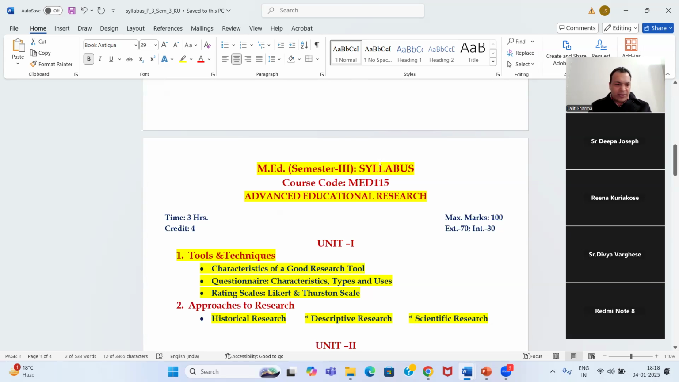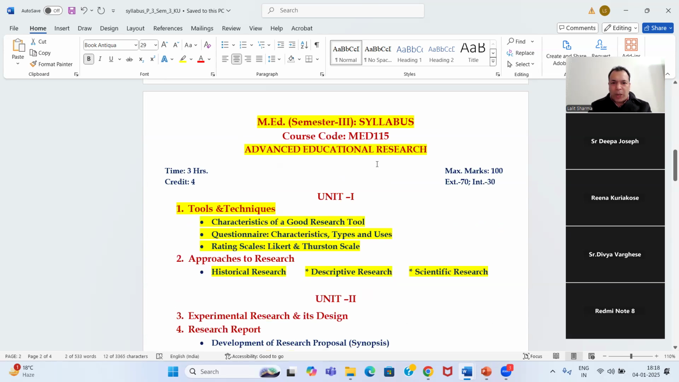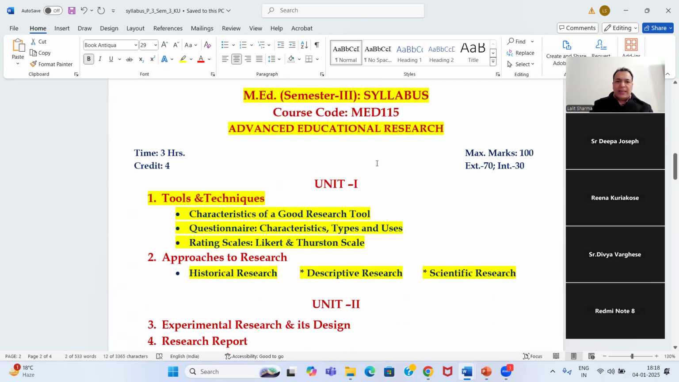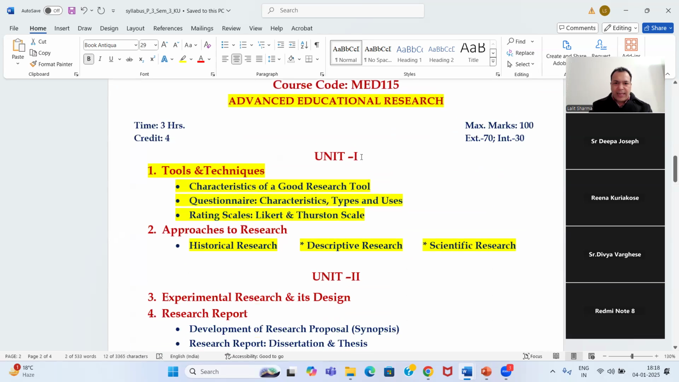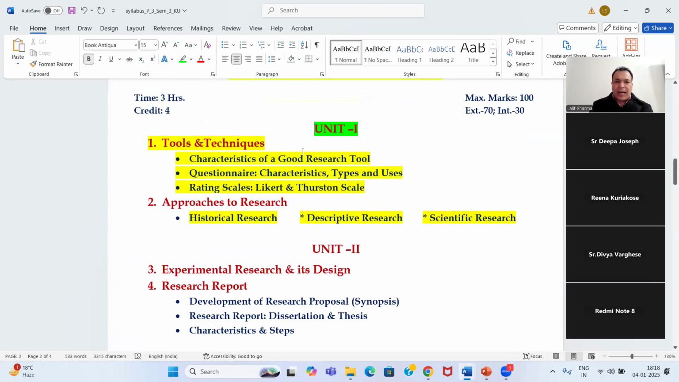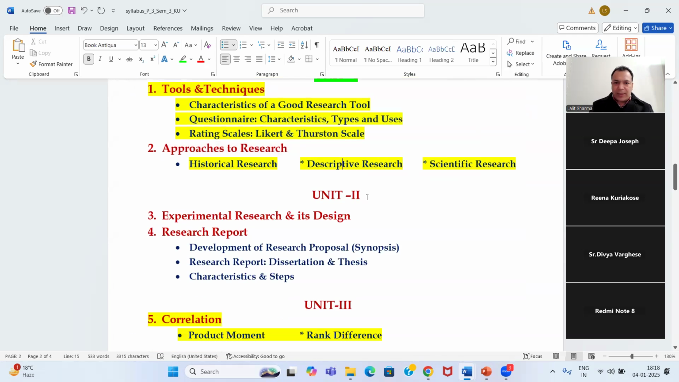So see your syllabus first. This is your syllabus. I'm going to zoom out, right? I think now it is readable to all of you. These are the 4 sections. Okay, kindly see that. This is the unit 1. Under the unit 1, tools and techniques and 3 methods. Okay, historical, descriptive and scientific, right?